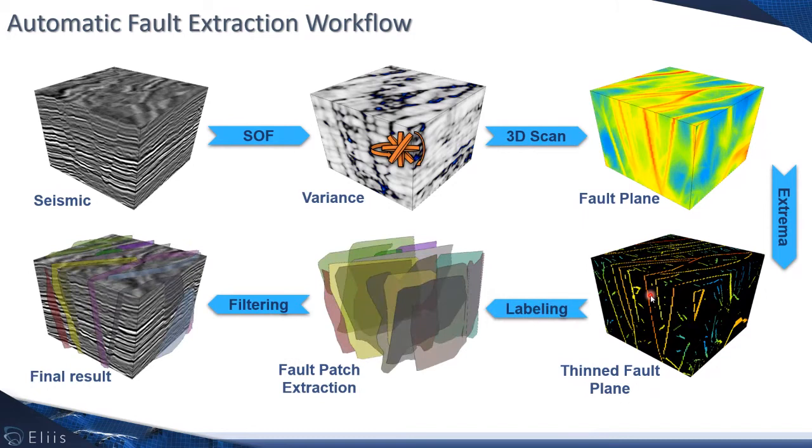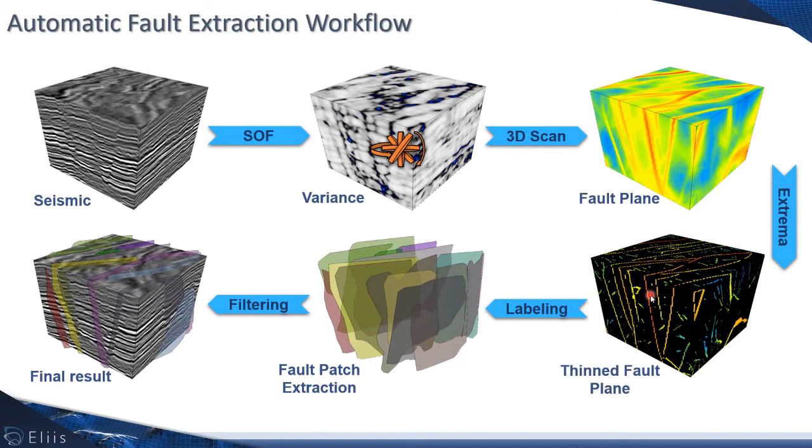So this is the second step. Once we have thinned the fault plane, the idea is to extract the faults. We call this the labeling step, because PaleoScan is going to take a look at all the azimuth and the dip, and is going to label the faults. PaleoScan will extract thousands of fault patches, and then we have tools to filter all these faults.